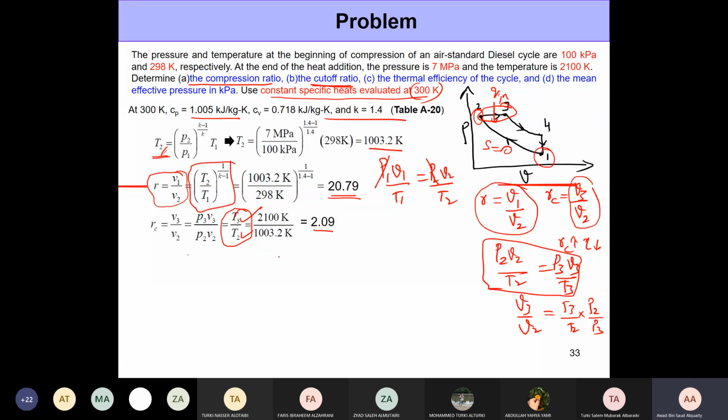So this is also pretty straightforward. Here the key part is you should remember the definition of cutoff ratio, and then you have to make use of the ideal gas equation, right? Either you do it the way I'm showing it here, or you multiply both the numerator and denominator by a constant pressure, which is P3 or P2, and then write it in terms of T3 by T2. You have to make use of the ideal gas equation. That's the bottom line here. Okay, and that gives you the cutoff ratio. So part 1 and 2 are done.